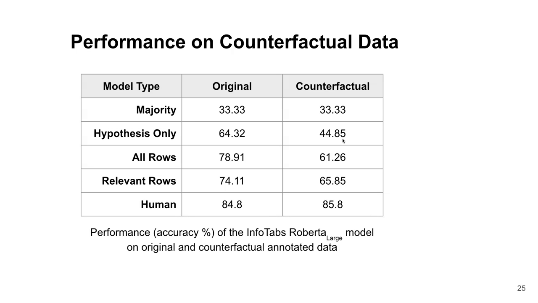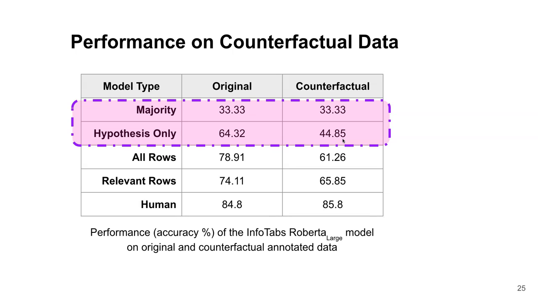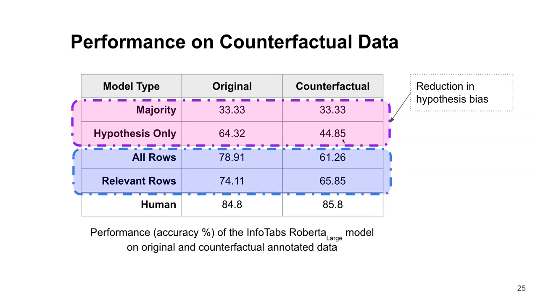Now let's look at the performance of the counterfactual data we created. First and foremost, we saw a huge drop in the hypothesis-only baseline. That means that the model is suffering from hypothesis bias, and once you give counterfactual data, that bias is broken down. We also find that the overall performance with all rows decreases with the counterfactual tables.